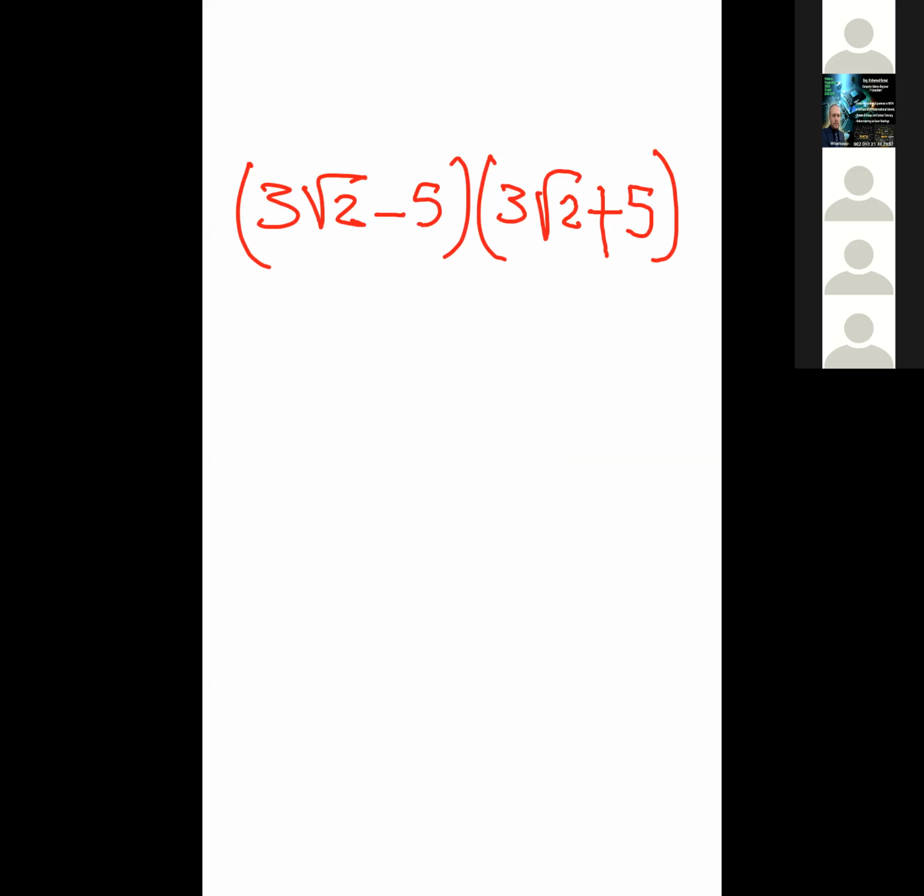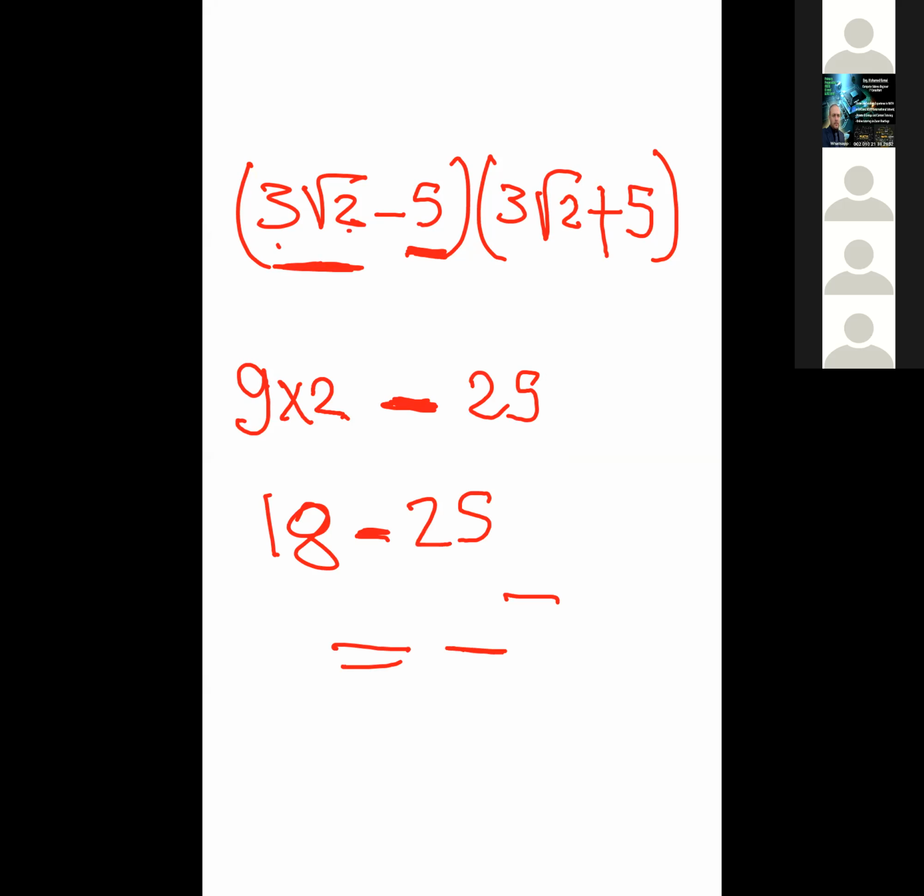So in this case, we said that a squared, which is the first term squared. So 3 squared means 9. Square root of 2 squared means 2. So 18. Then minus the second term squared, which is 5. I don't care about the sign, by the way. I don't care about the sign anytime. This one will be the second term squared, which is 5 squared, which is 25. So 18 minus 25. So in this case, it will equal negative 7.